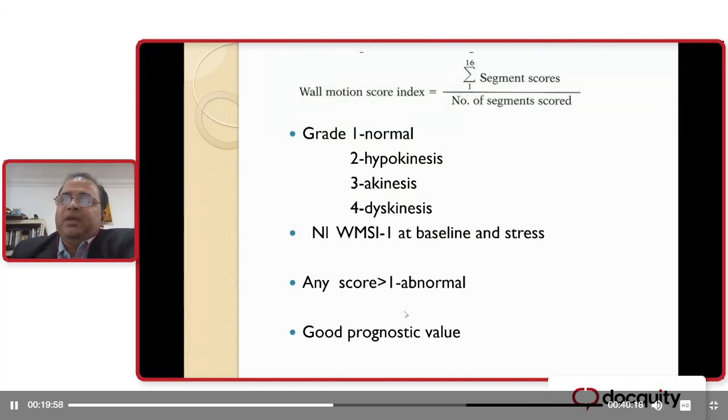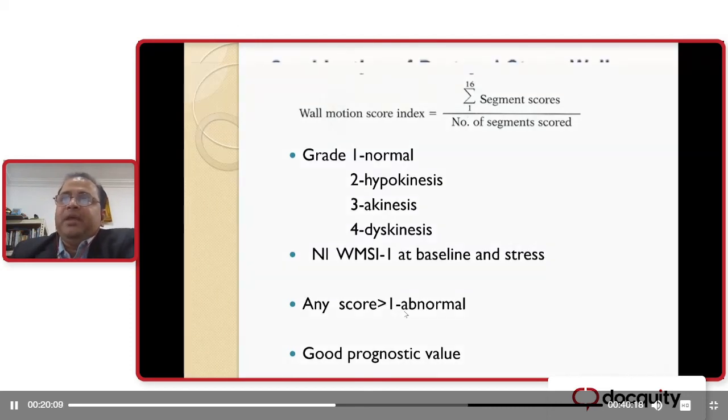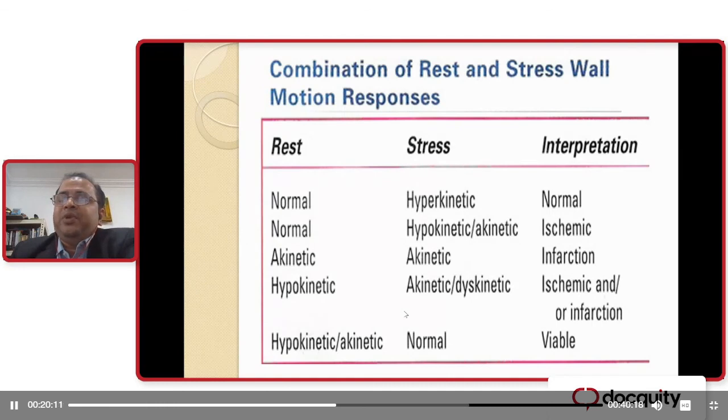So if you have 3 or more regional wall motion abnormalities, then it is significant ischemia. If you have less than that, you can just go for medical treatment. And this is how we interpret our stress echo. You can have a normal rest, hyperkinetic stress, so it's normal. You have a normal rest, at stress, it goes hypokinetic, it denotes ischemia. If you have akinetic to start off and is akinetic throughout, the muscle is dead. It's just medical treatment, it's infarcted.